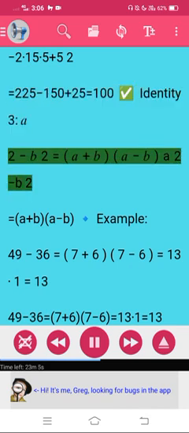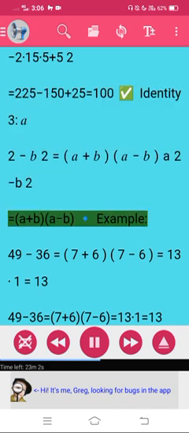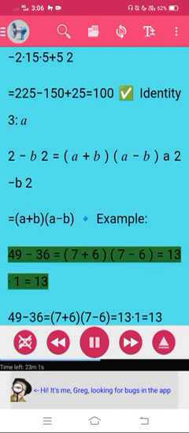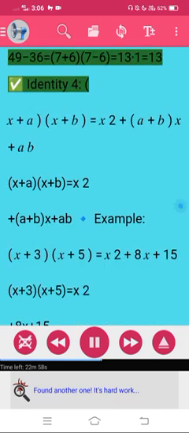a squared minus b squared equals (a plus b)(a minus b). Example: 49 minus 36 equals (7 plus 6)(7 minus 6) equals 13 times 1 equals 13. Check mark, identity 4.